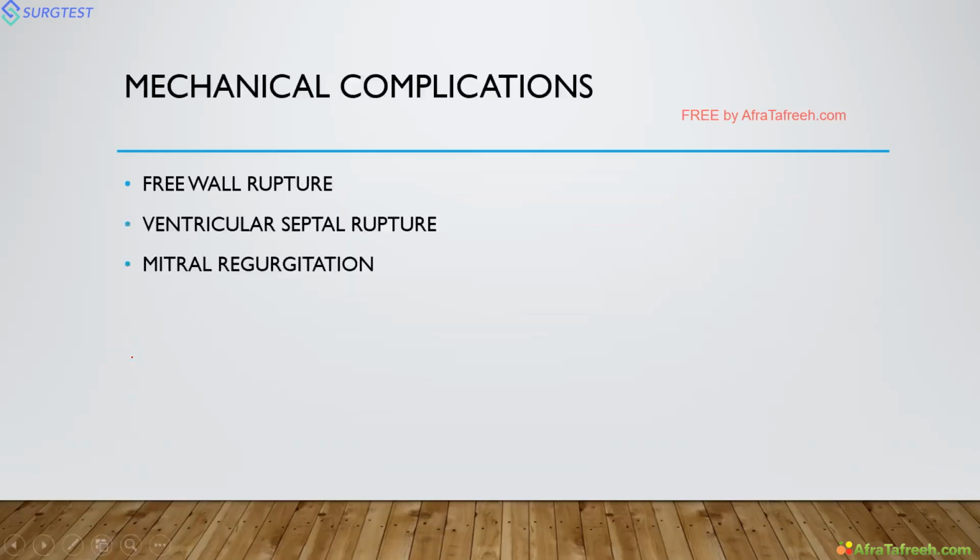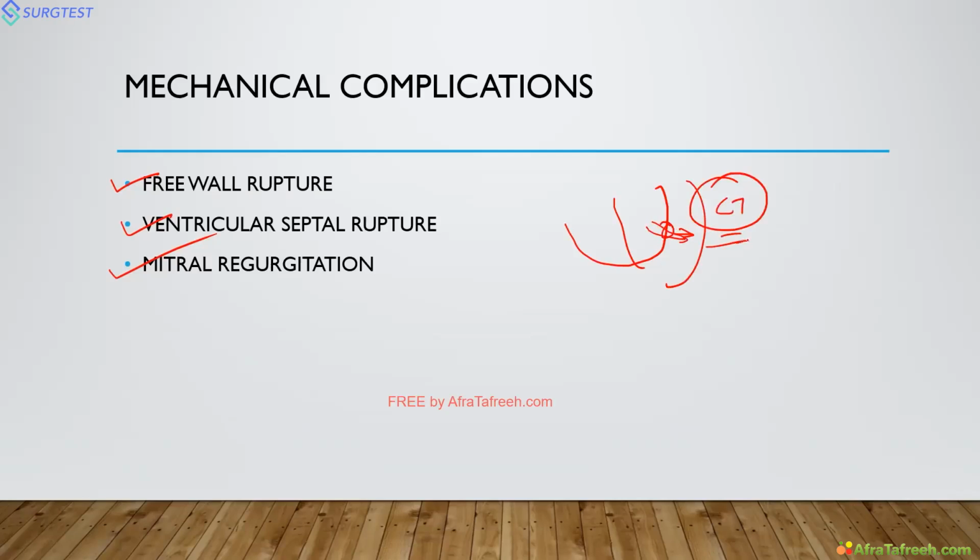We'll discuss all these things. So mechanical complications are three things: free wall rupture, ventricular septal rupture, and mitral regurgitation. For example, this is the myocardium. The free wall gets ruptured and blood starts leaking into the pericardium, causing cardiac tamponade, and the patient suddenly goes to death. Otherwise, the free wall gets ruptured and the pericardium itself can seal the patch and form a localized collection. At that time, the patient can survive.